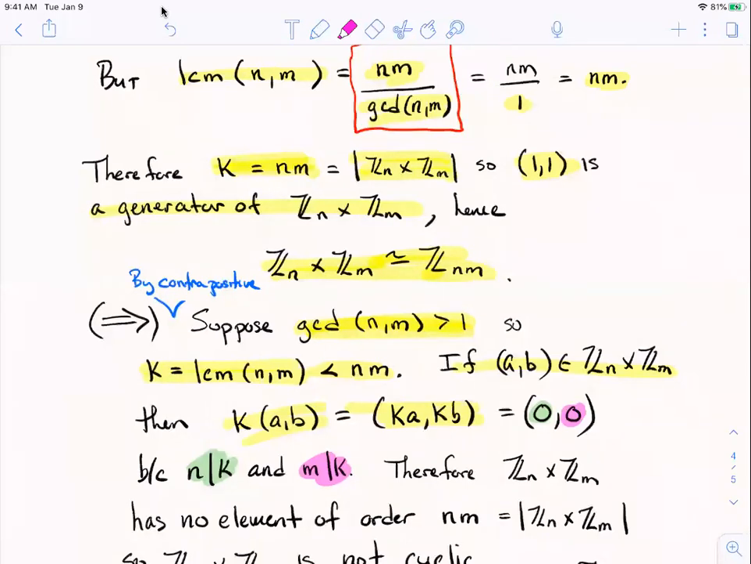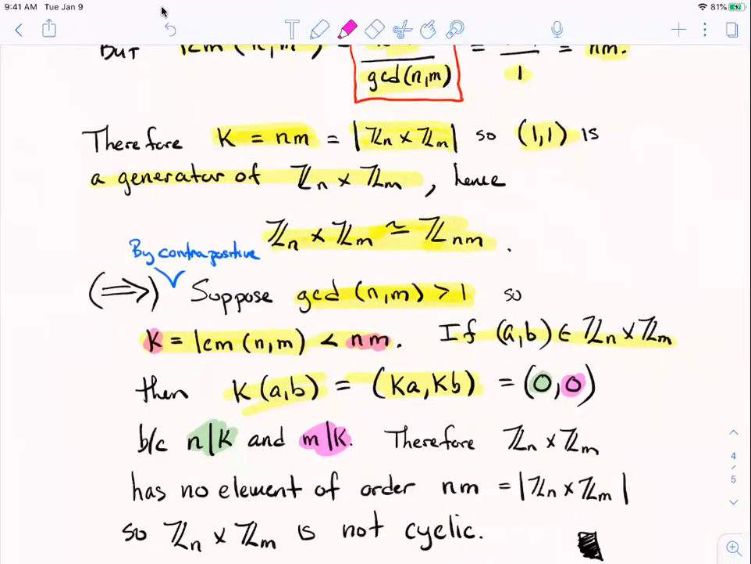So k, this number, which is less than n times m, kills everything in the sense that when I add any element to itself k times, I always get 0. So that means that no element has order nm. Every element has order less than nm, right? But nm is the order of the group, so no element can generate, so our group isn't cyclic. So by contrapositive, if this group is cyclic, then the GCD is equal to 1.